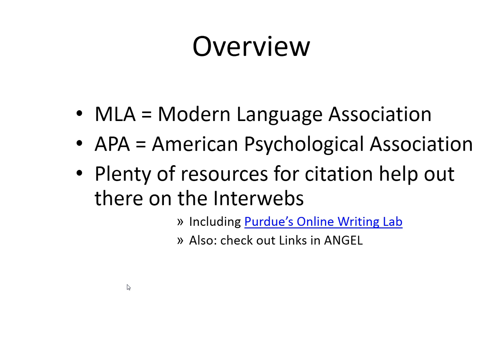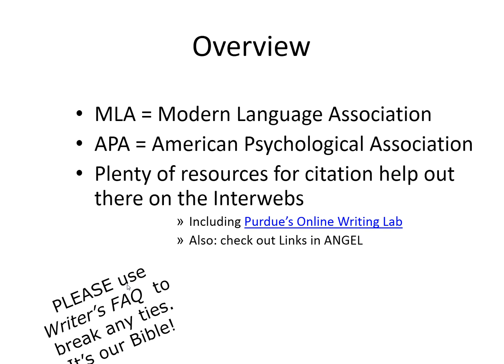So MLA, Modern Language Association, APA, American Psychological Association. Each group has different rules for how to cite outside research. You know that the Purdue Online Writing Lab is helpful. There are also the bit.ly bundles that I've linked to in Angel. But when I'm grading your research project, I'm going to be using the writer's FAQ to break any ties. It is our Bible, so to speak.